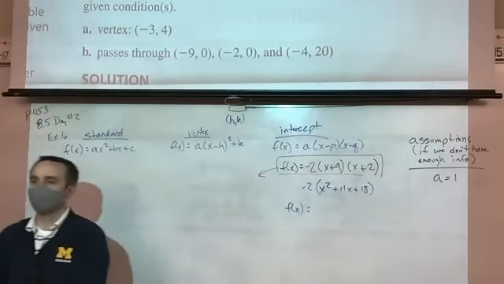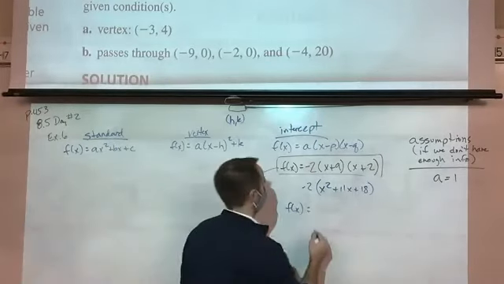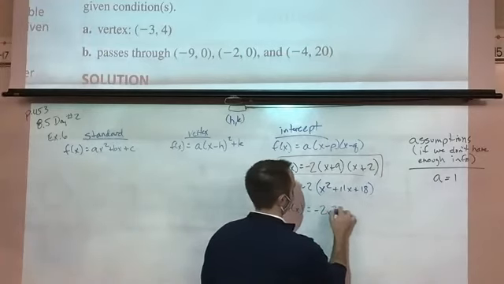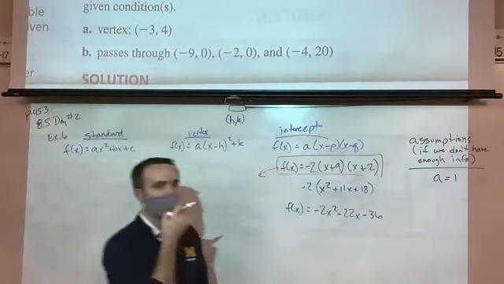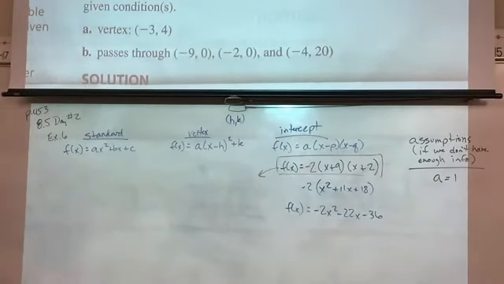Okay, raise your hand, tell me, what do we get for our equation here? Tim, what do we get? -2x² minus 22x minus 36. There you go. Good deal. There's our equation.